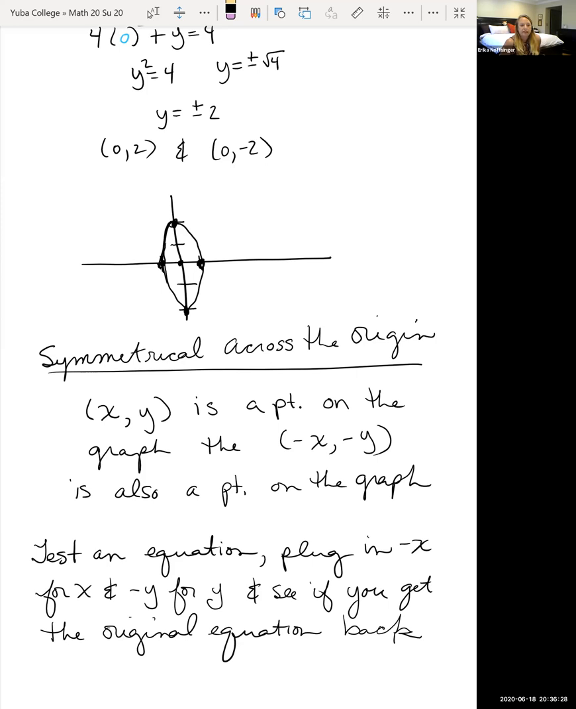So question, I'm curious, do you think that if it's symmetrical across the origin, does that mean that it has to be symmetrical across both the x and y axis at the same time? What do you think? Think about it. Could you come up with an example, maybe, where that couldn't happen?